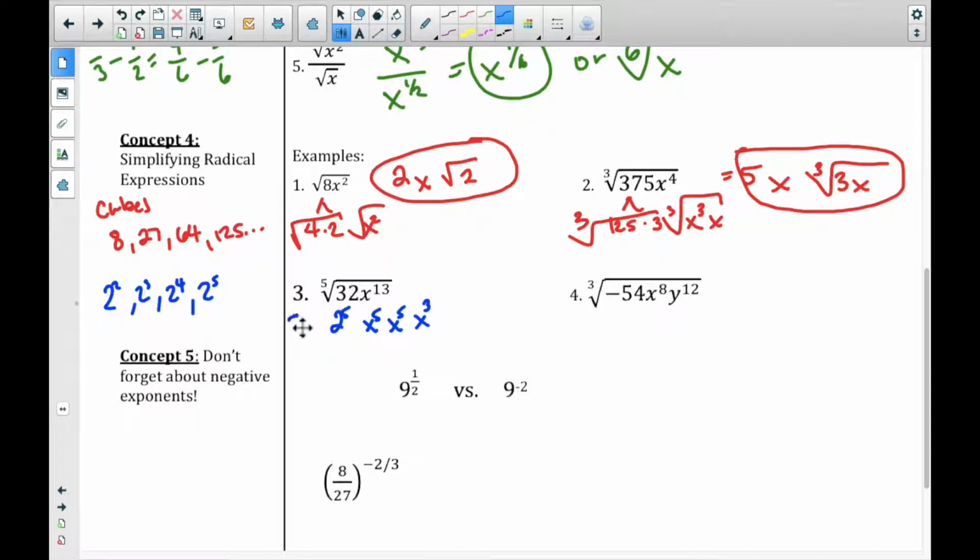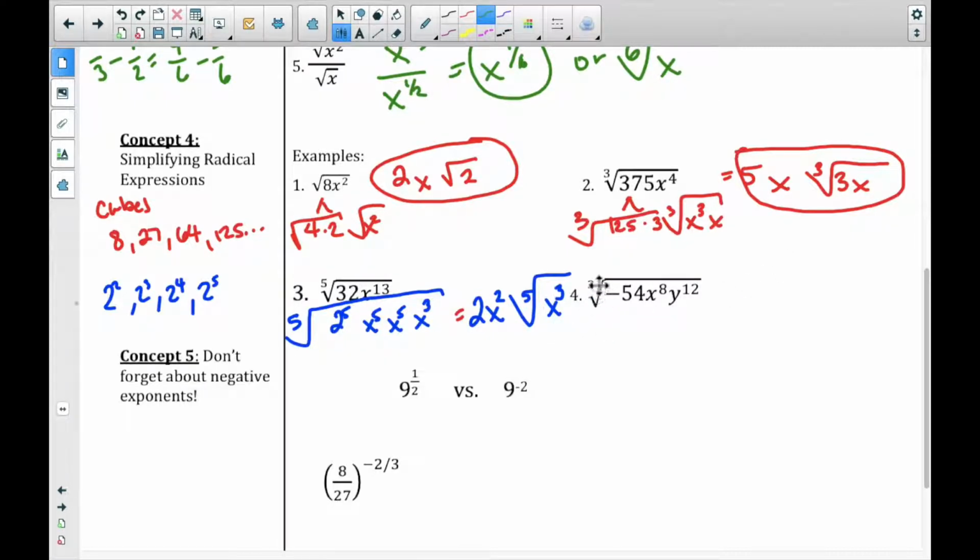But I'm finding the 5th roots of all of this. And so the 5th root of 2 to the 5th is 2. And these two x's are both going to come out. There were 2 of them, 2 groups of 5. And then I had left over x to the third, and that's inside the 5th root. That's kind of messy. I'm going to rewrite that. Okay, 2x to the second times the 5th root of x to the third.